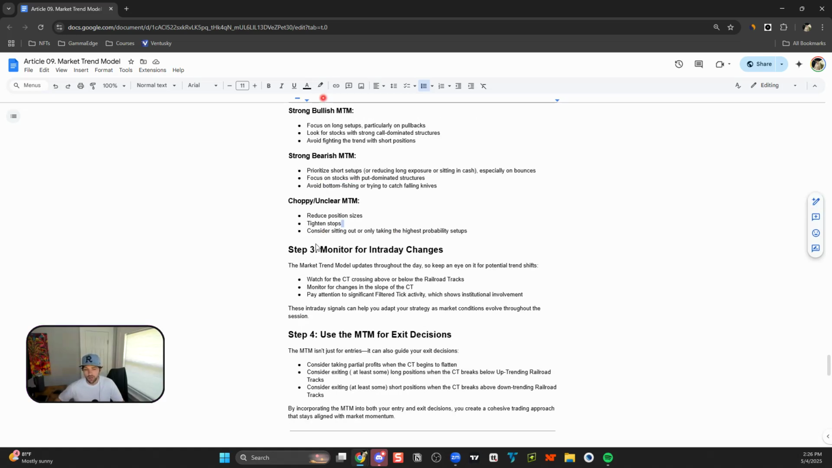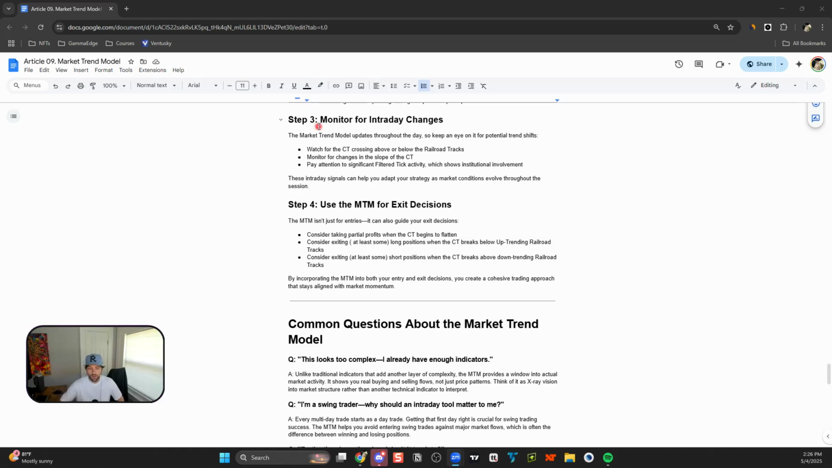And then if the market trend model is choppy, if it's unclear, if it's moving sideways, that's where we want to reduce our position size, tighten stops, and maybe just consider sitting out or only taking the highest probability trades in your system. And then step three, that's when the market is open, traders are trading, and we're looking for any intraday shifts or confirmation of what we saw in the pre-market. So we want to see the market trend model, if it's trending higher in the pre-market, continue to trend higher, continue to expand, or look for those reversal signatures.